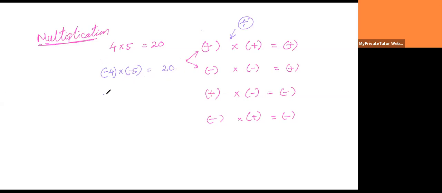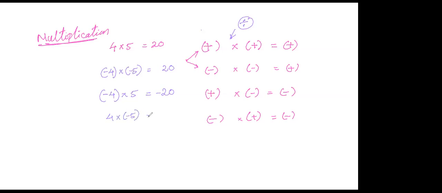So what if we have one negative and one positive number? You can see that minus 4 times 5. Minus 4 is negative, 5 is positive. So the answer is minus 20. Similarly, 4 times minus 5 is minus 20.